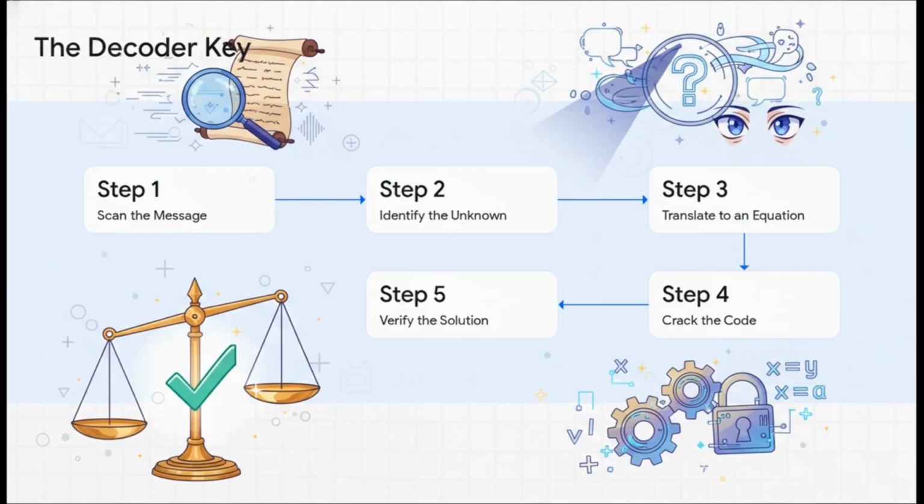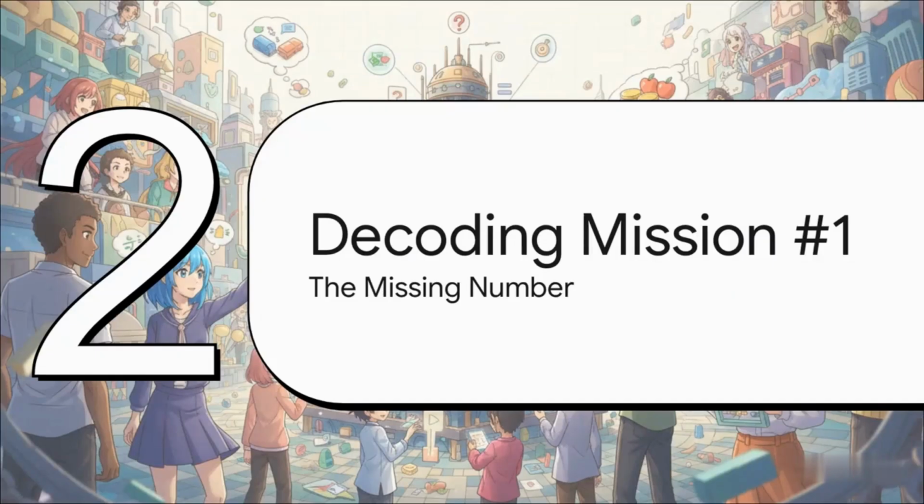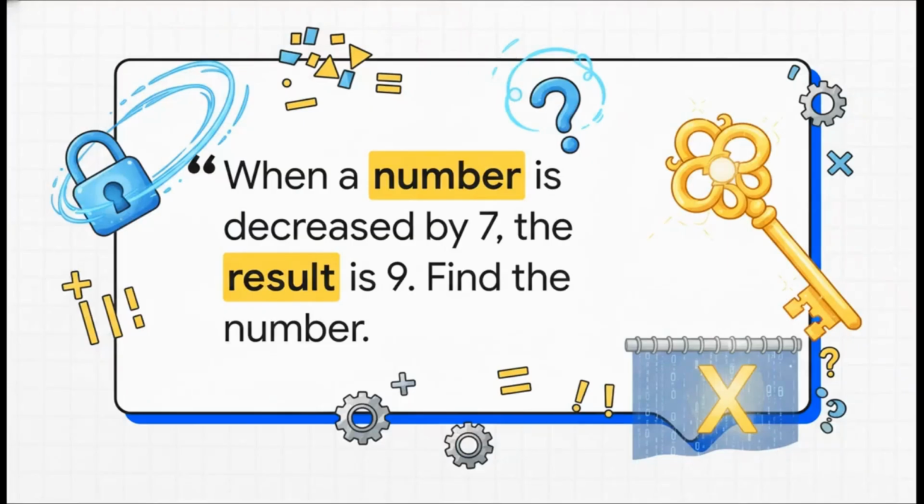So let's put this key to the test. Okay, agent, it's time for your first assignment. We're calling this one the case of the missing number. It's a total classic, which makes it the perfect training run for us to try out our new decoder key. And here it is, our first coded message. Now, it might look simple, but trust me, it's got all the pieces we need to practice our method. Our one and only goal is to find that mystery number.